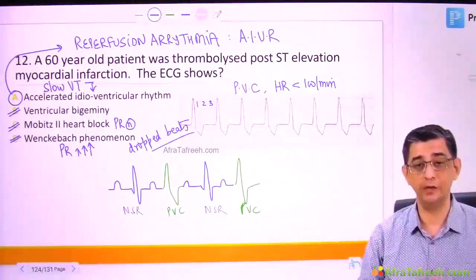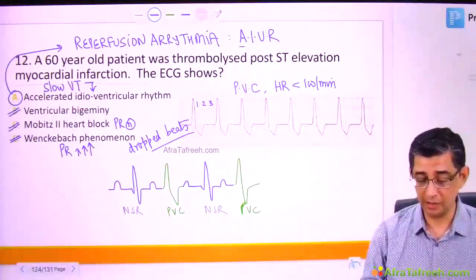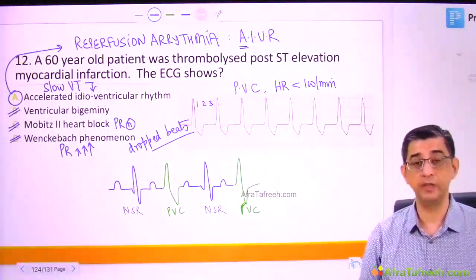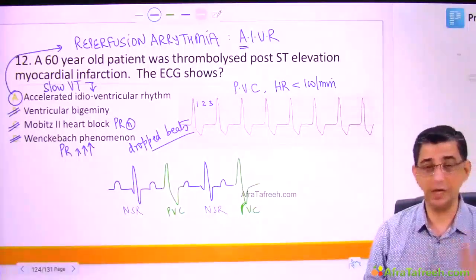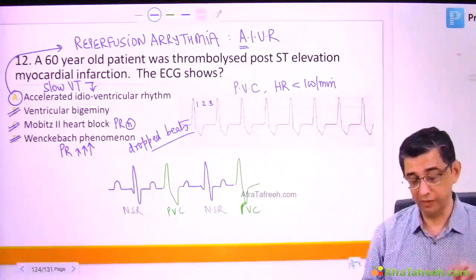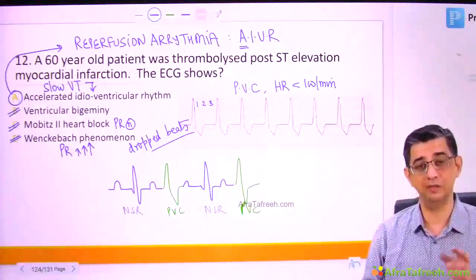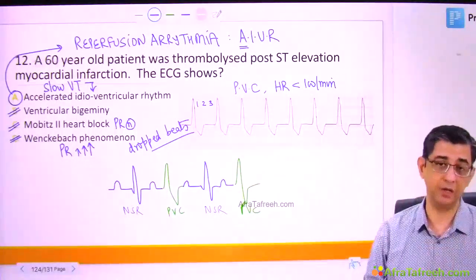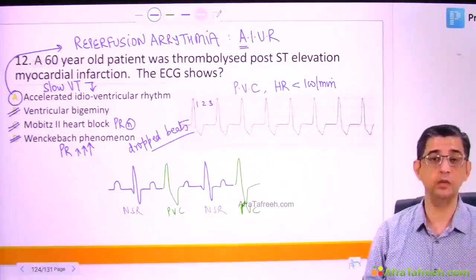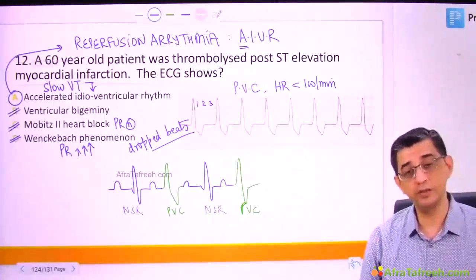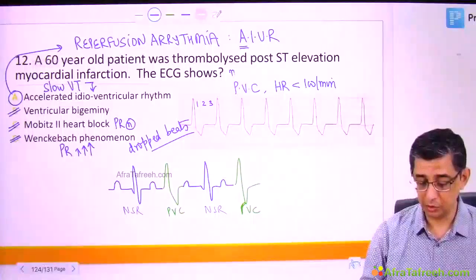It is just a finding that comes once the coronary artery gets opened, and then it resolves on its own. It does not require any treatment. The name is accelerated idioventricular tachycardia. It is called slow VT. That does not mean the heart rate is less than 60. It is just an English way of teaching you that ventricular tachycardia will obviously have a heart rate more than 100. Here we call it slow in a relative term, as the heart rate will be less than 100. So this ECG shows multiple premature ventricular contractions.